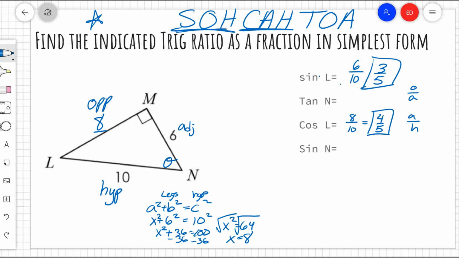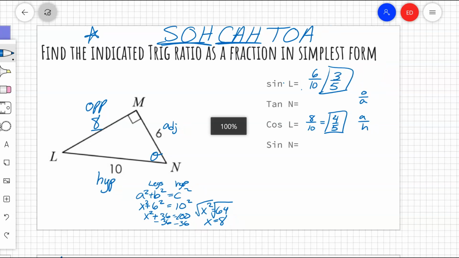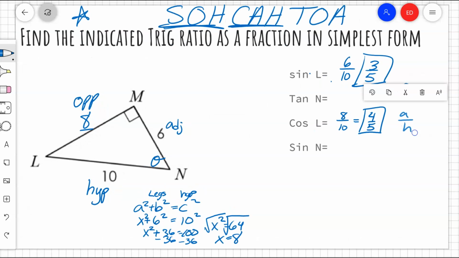Tangent is going to give us opposite over adjacent. So we need our side opposite, which is 8, divided by adjacent, which is 6, which would simplify to 4/3. Okay, now sine N is opposite over hypotenuse. I got that from up here. Okay, and then we're looking for 8 divided by hypotenuse, which is 10, which is just going to be 4/5.